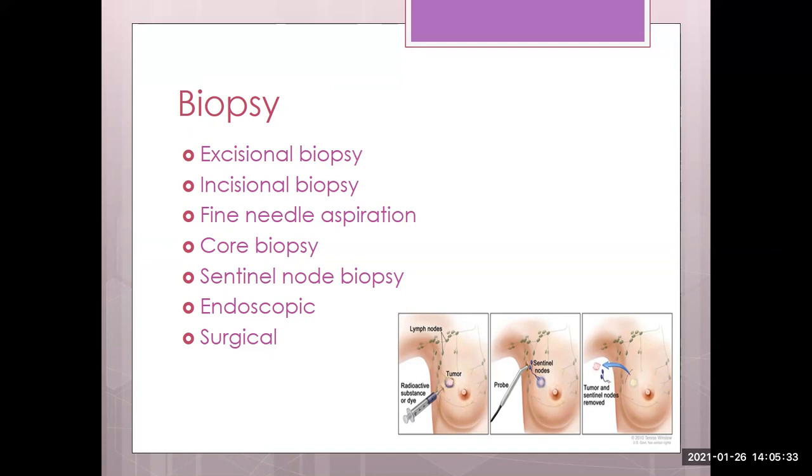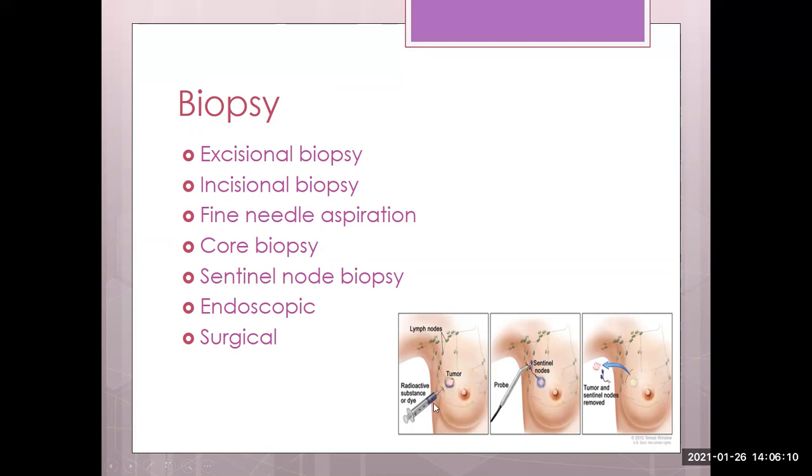A sentinel node biopsy. So we said that one of the ways that cancer can spread is through the lymphatic system, right? So the lymphatic system, lymph nodes. Breast cancer is a common place that you'll see this, but you can see it in other cancers as well. The picture at the bottom right of this slide is essentially a sentinel node biopsy. So a sentinel node is the first nodes that the tumor would drain to. So if you're looking at this picture, there's a tumor right here, upper outer quadrant of this breast.